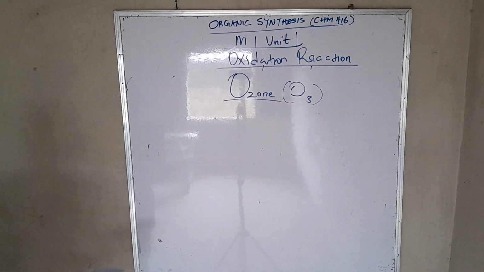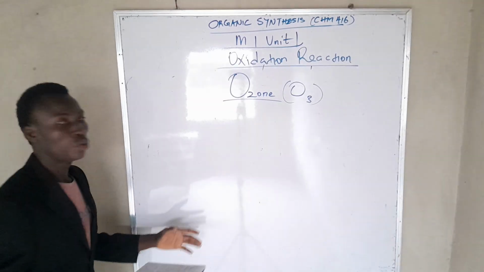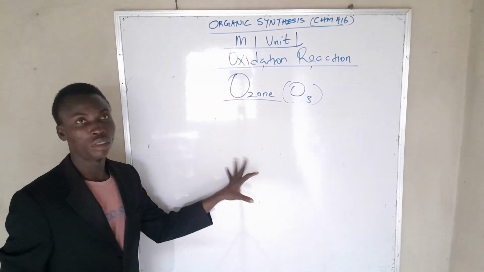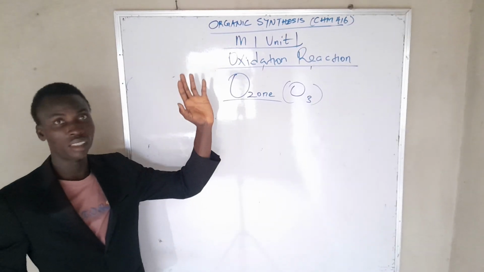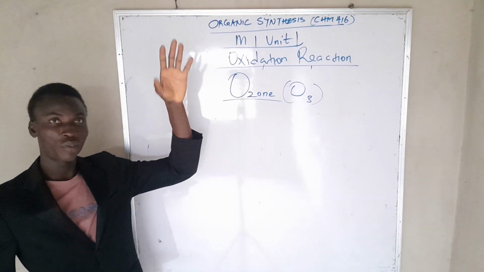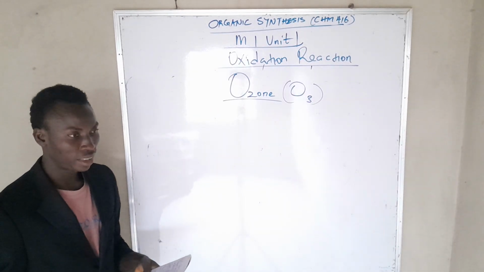Right now, let's talk about what we call ozone. As you all know, ozone is an allotrope of what? Of oxygen, originating from O2. Ozone is found there in the troposphere of the Earth.